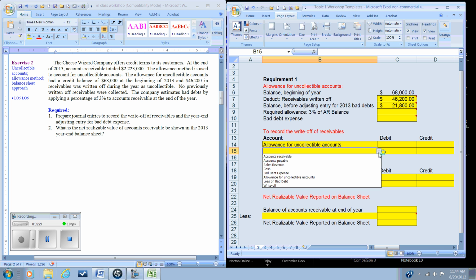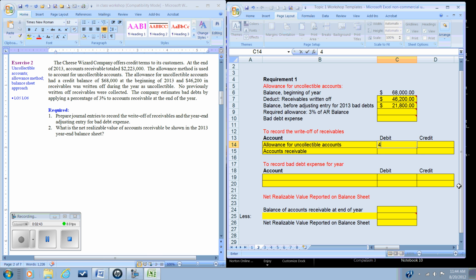The credit will reduce a specific customer account. That, in effect, will reduce the accounts receivable balance. Accounts receivable balance is made up of the balances of all of our customer accounts. If we reduce a particular customer account, that's going to reduce the overall accounts receivable. So we're going to be reducing the allowance by $46,200 and reducing individual customer accounts by a total of $46,200.